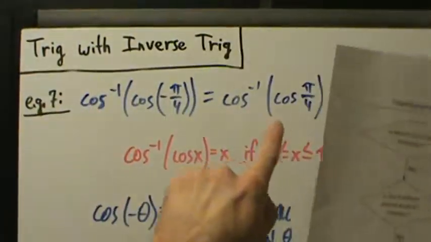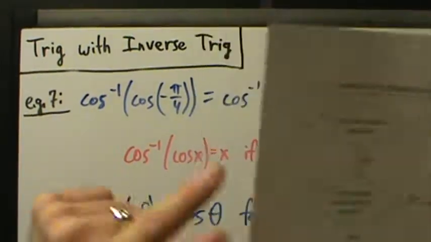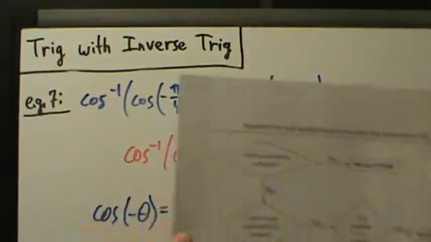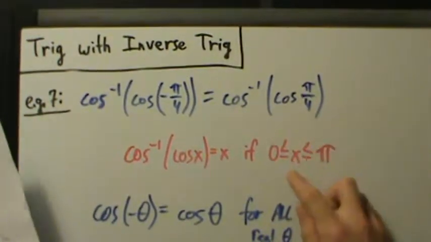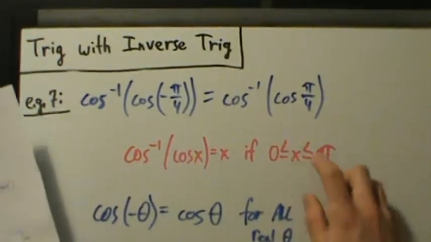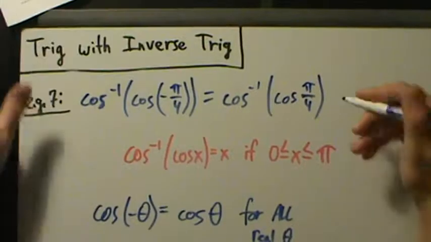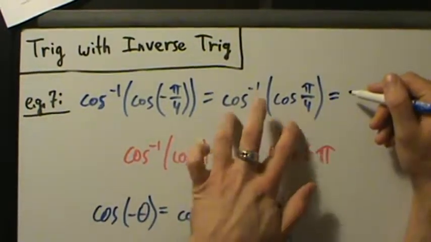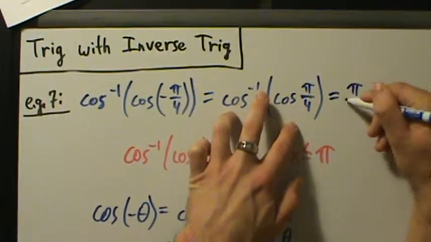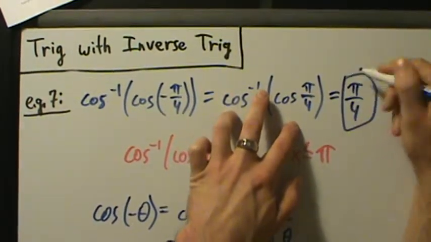So, is there a domain violation? No. Is the function paired with its own inverse? Yes, cosine, cosine inverse. Is it possible to cancel? Well, yes, actually now it is, because pi over 4 is between 0 and pi. So pi over 4 is between 0 and pi, so right away we can just say, okay, cosine inverse of cosine of pi over 4, we can just cancel and automatically say pi over 4. And that's our answer.